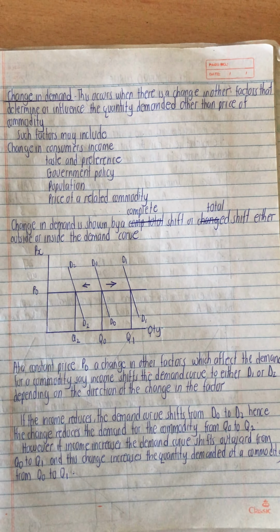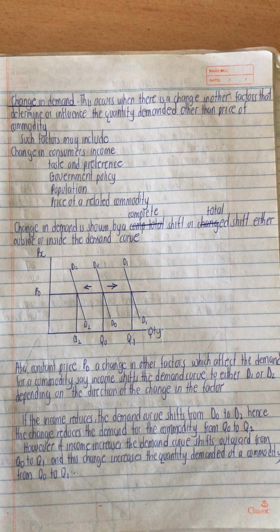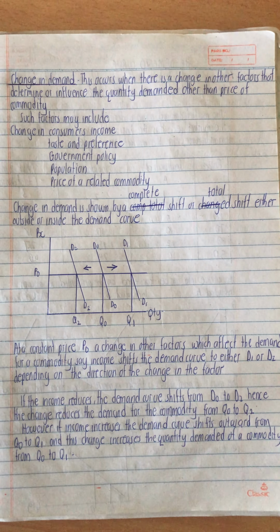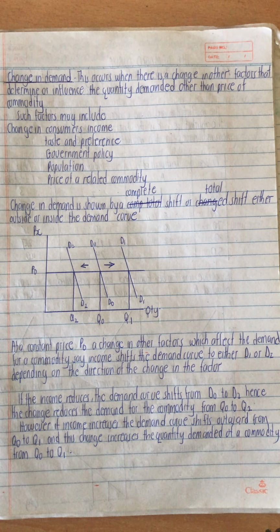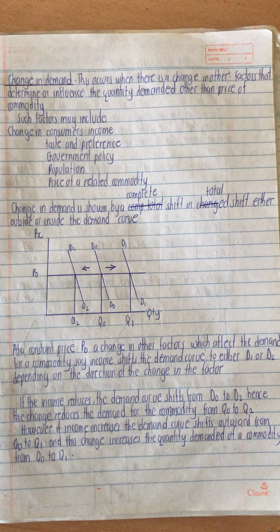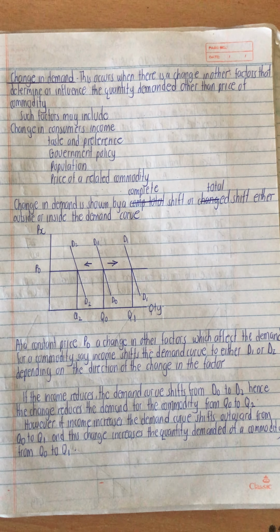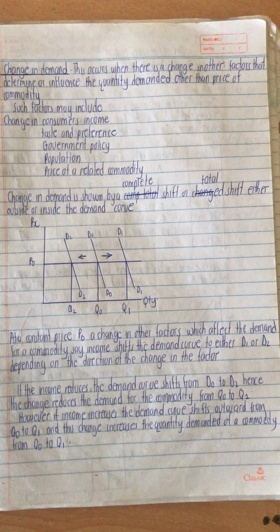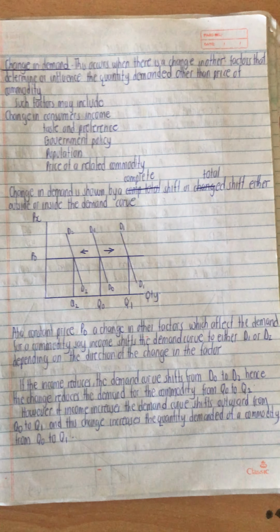Change in demand. What is change in demand? This occurs when there is a change in other factors that determine or influence the quantity demanded, other than the price of the commodity. Such factors may include change in consumers' income, taste and preference, government policy, population, and price of related goods. With change in demand, we are talking about how other factors affect the demand for a commodity, excluding what? Price.